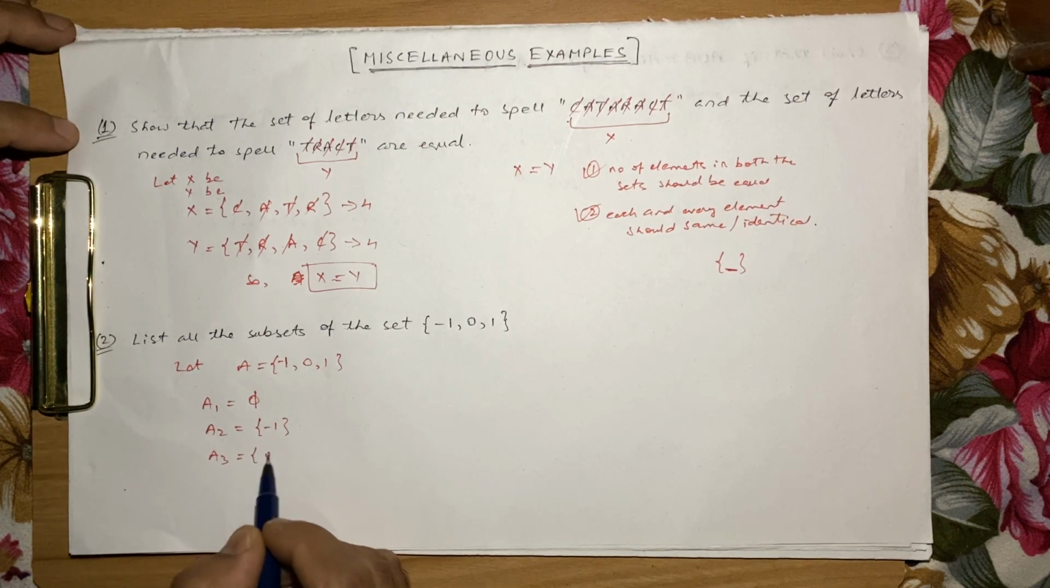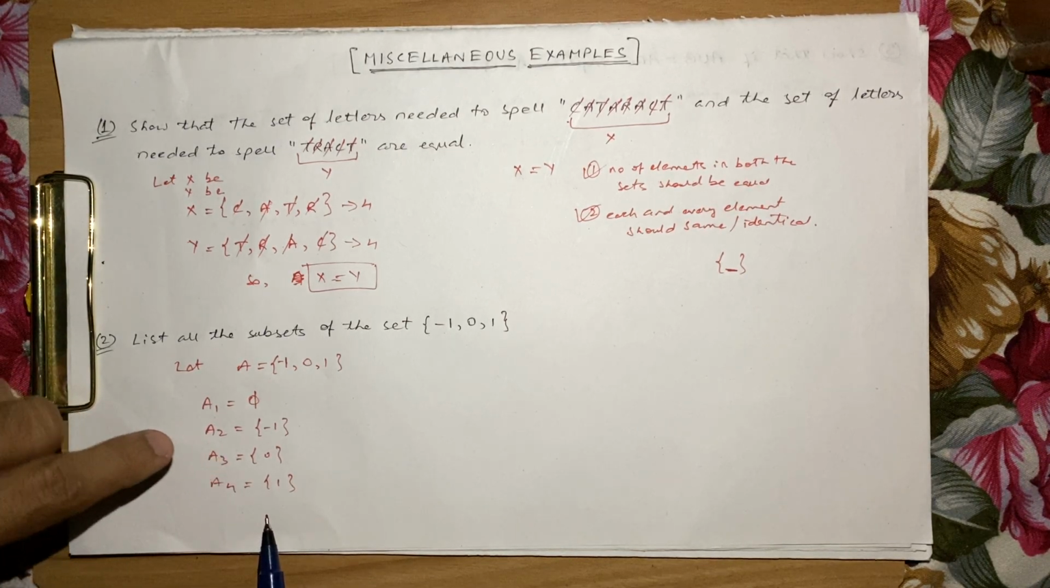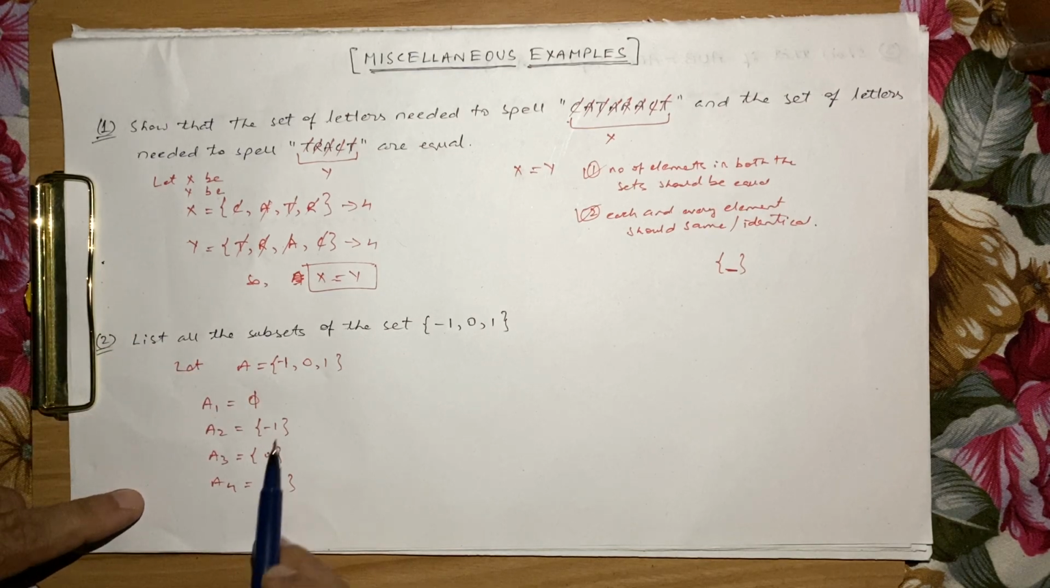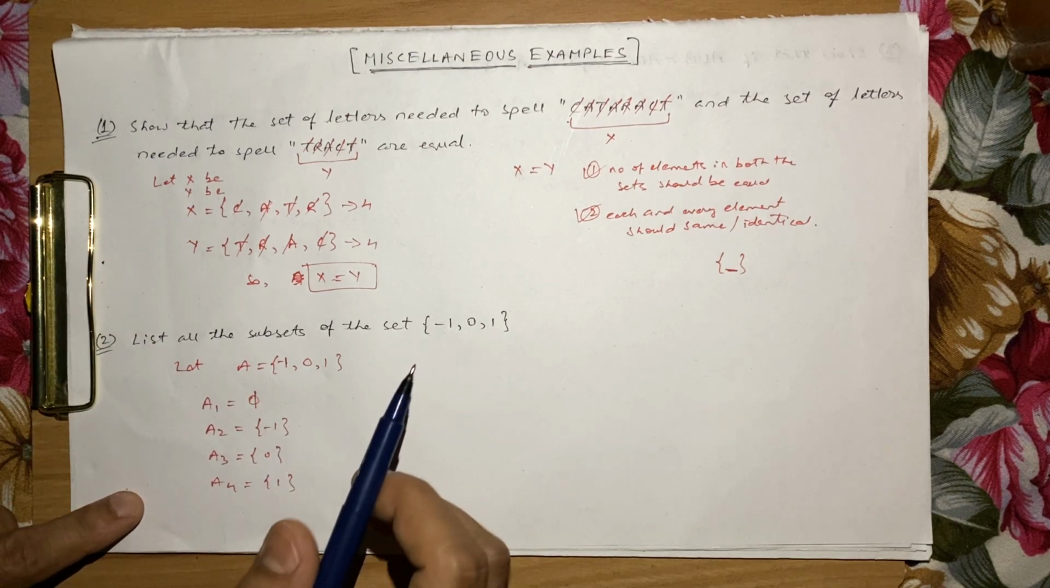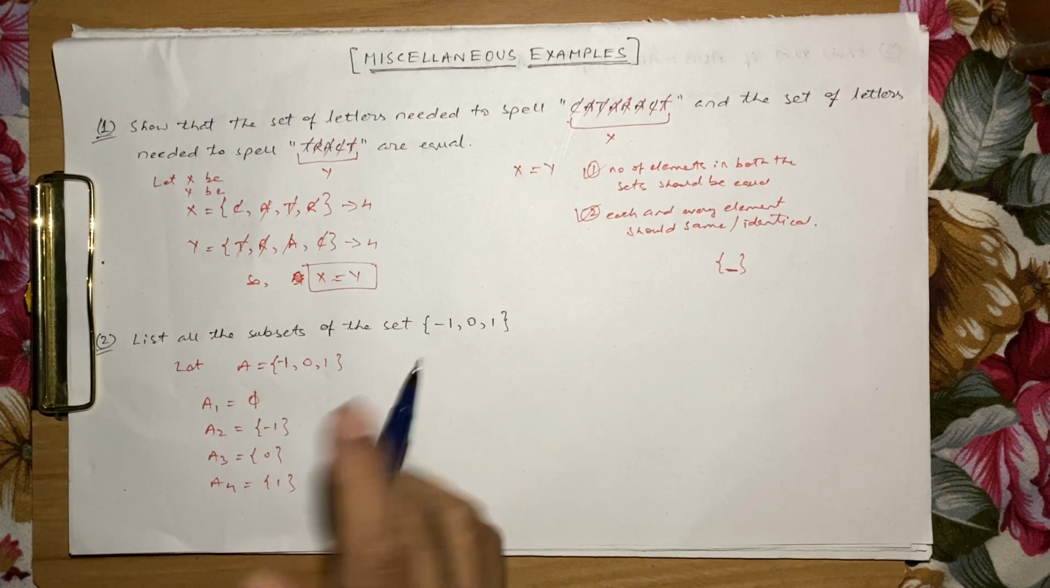A3, I'll take 0. A4, I'll take 1. Now check: A2, A3 and A4 are sets that have one element each, which means these are singleton sets. A set that has just one element is called a singleton set, right?